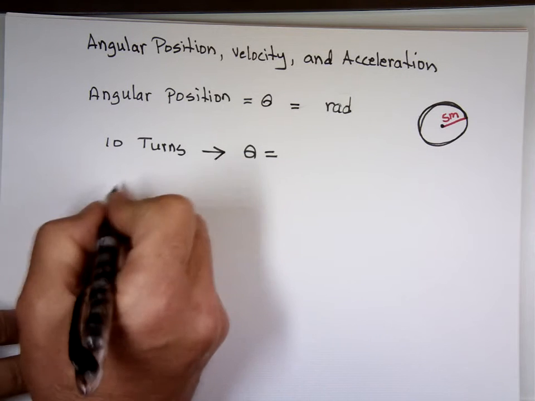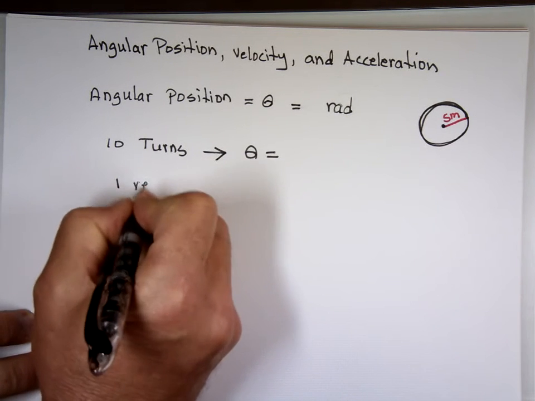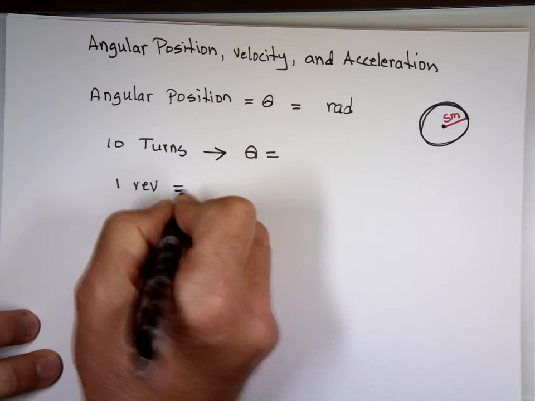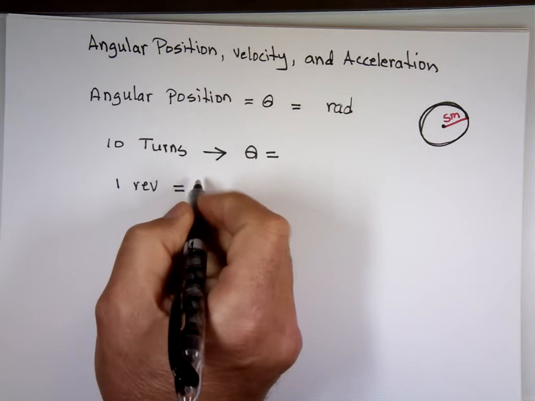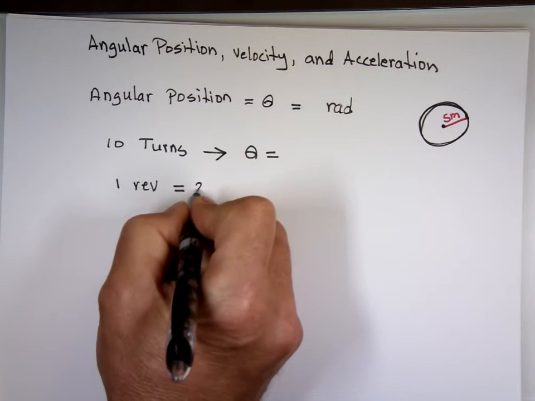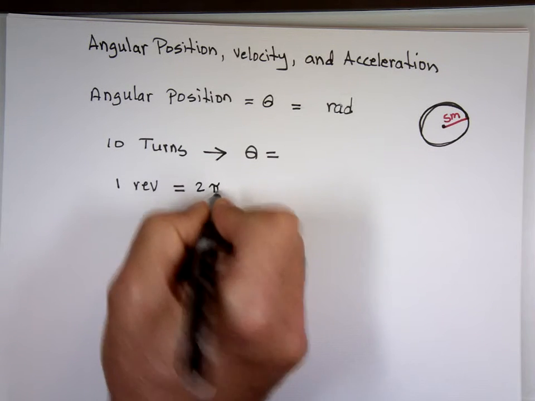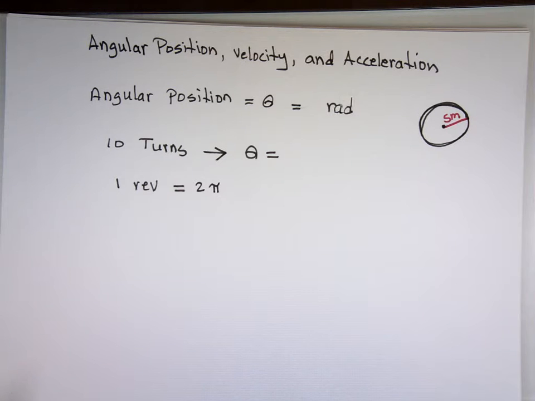Okay. One revolution is equal to what, Jason? You said pi. One revolution is what? Just 2 pi? In radians, that's 2 pi. Yep. 2 pi r in meters, right? Yep. So 1 revolution is 2 pi.